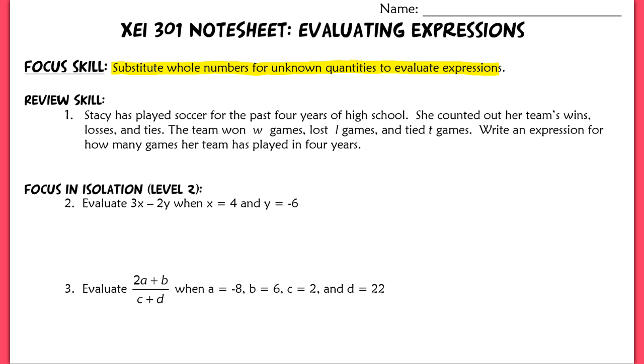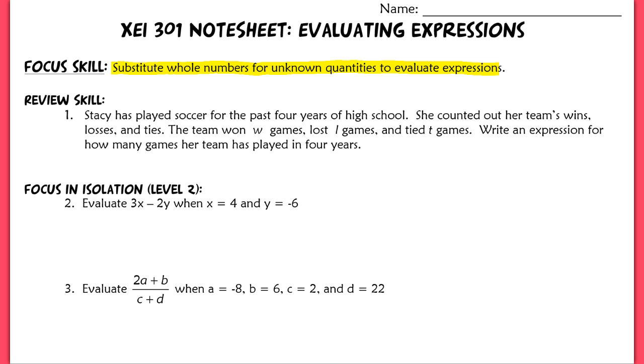So we've already worked on problems like this where we read a little bit of a word problem here, and then it asks us to write an expression that models the word problem. So here it says Stacy has played soccer for the past 4 years of high school. She counted out her team's wins, losses, and ties. The team won W games, lost L games, and tied T games. Write an expression for how many games her team has played in 4 years.